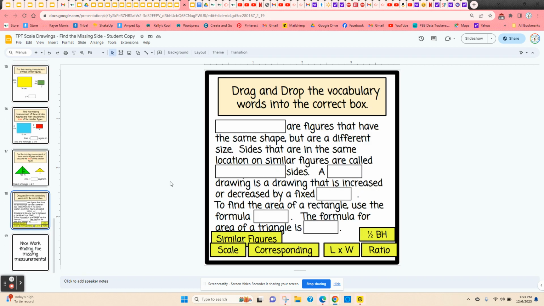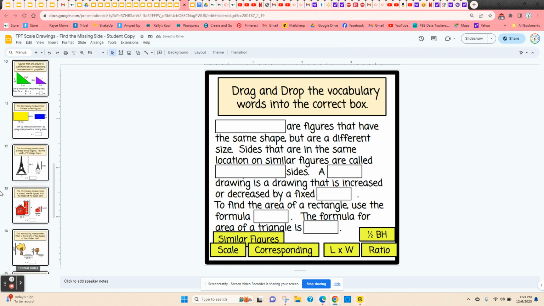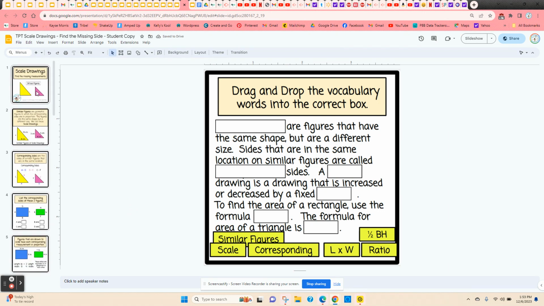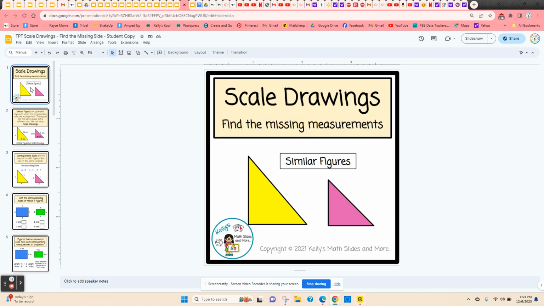And then the final slide has drag and drop vocabulary. So they've got these sentence frames. Students are just going to click and hold on the edge of these and put them into place, in the correct place in the sentence frame. So that is a lesson on similar figures, scale drawings, find the missing measurements.